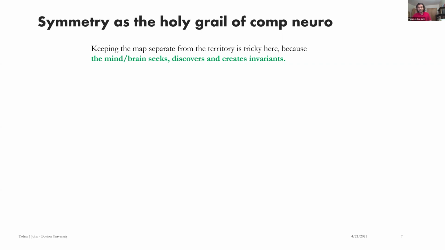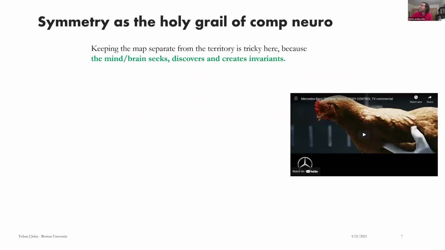And Karthik and Himanshu can testify to how much I've irritated them trying to discuss this issue of when is it the map and when is it the territory? Because with the mind, it's sort of both. The mind seeks, discovers, and creates invariance. So talking about this, there are all kinds of traps that one can fall into. But before we get to those, we can just list a few of these.